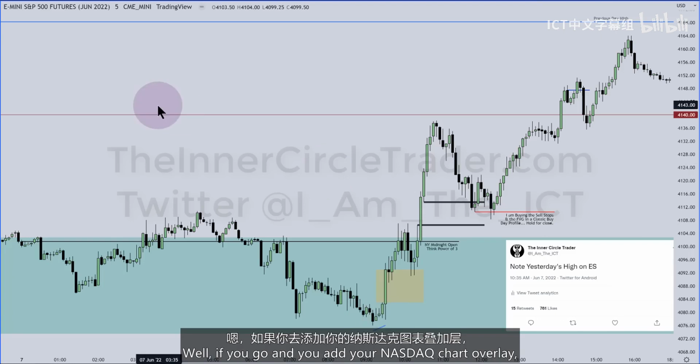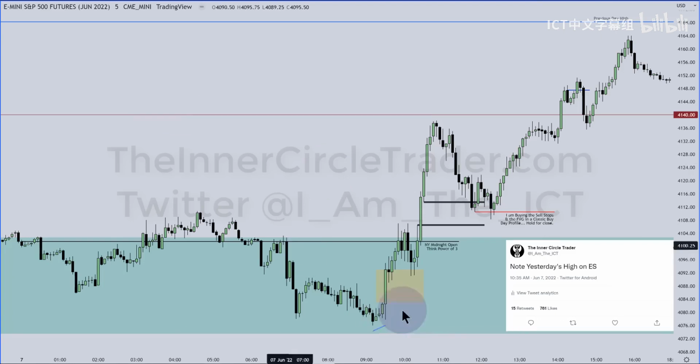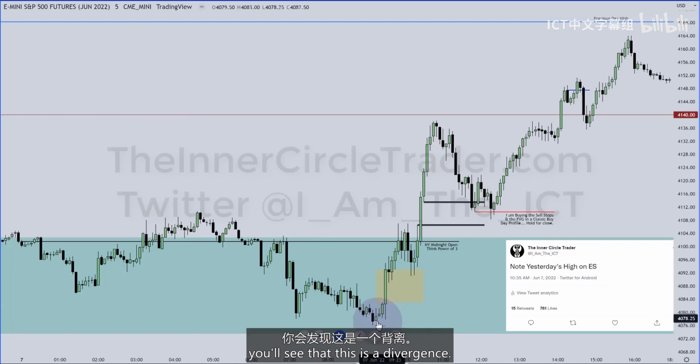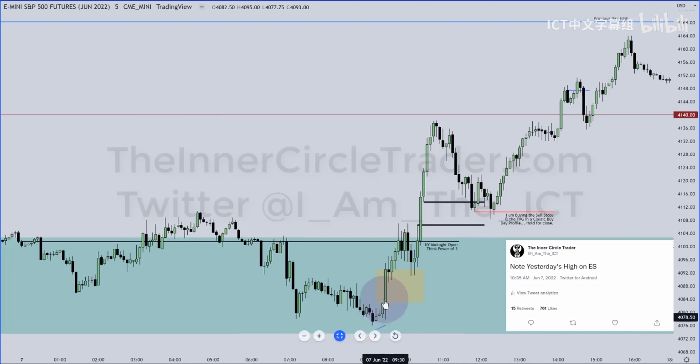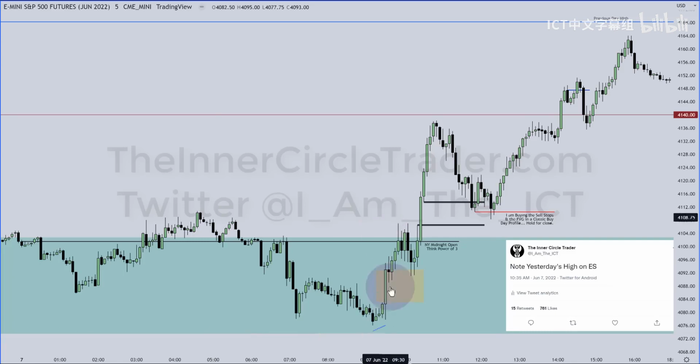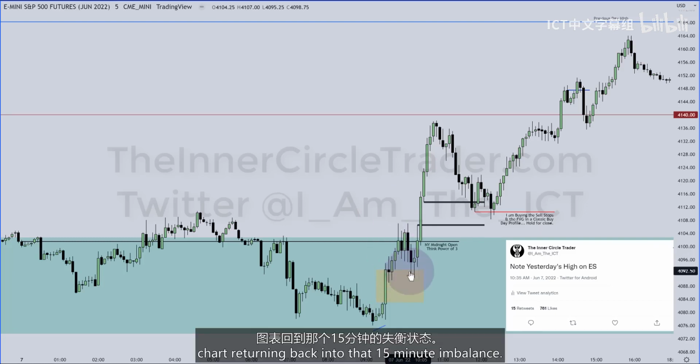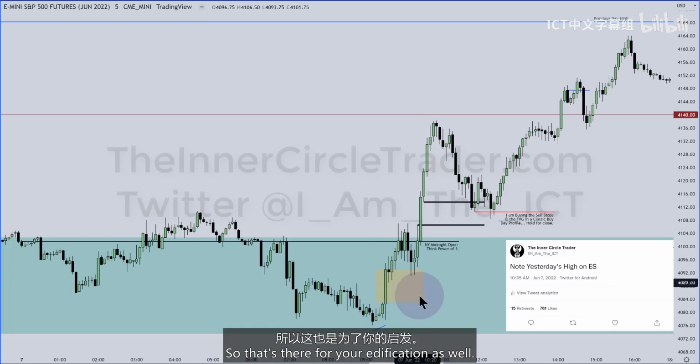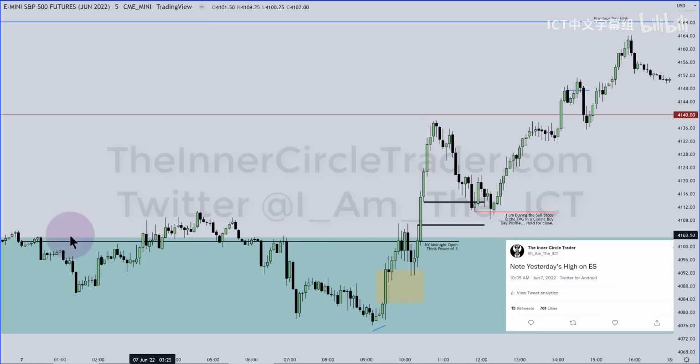Well, if you go and you add your NASDAQ chart overlay, you'll see that this is a divergence. So even the S&P was relatively stronger than that of the NASDAQ. NASDAQ made a lower low here, okay? And I'll show you that before I close the lecture out. But for now, this is that 5-minute chart returning back into that 15-minute imbalance. So that's there for your edification as well.